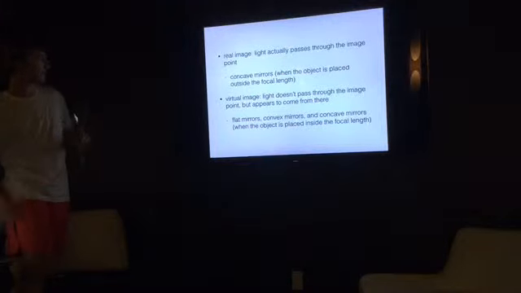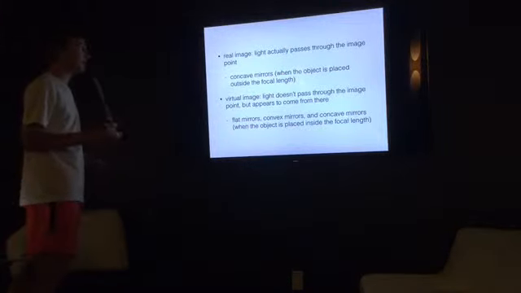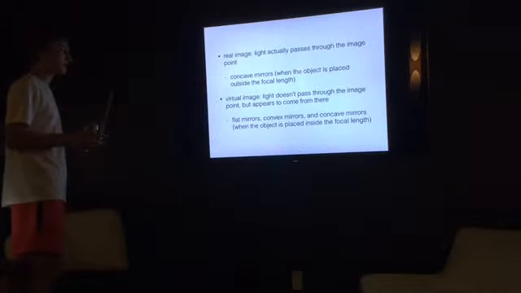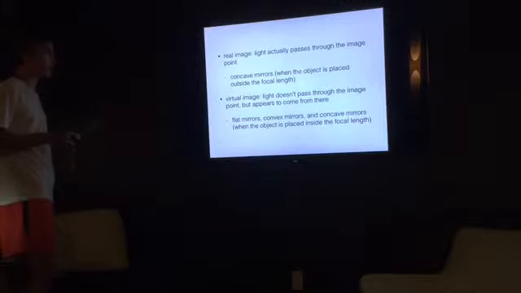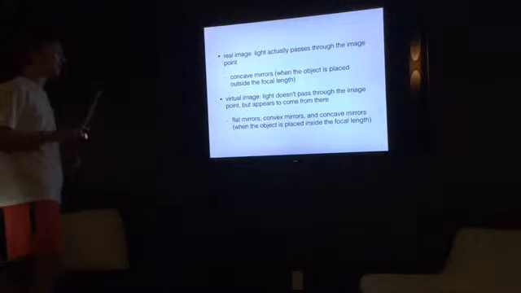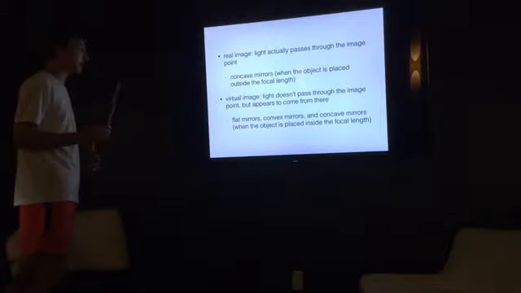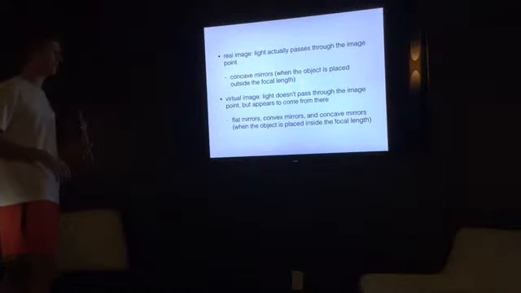Okay, and then this is a real image, where light actually passes through the image point. The examples of that, which we'll be showing later, are a concave mirror when the object is placed outside the focal length. In a virtual image, light doesn't pass through the image point but appears to come from there. Flat mirrors are always like that, as are convex mirrors, and concave mirrors when the object is placed inside the focal length.